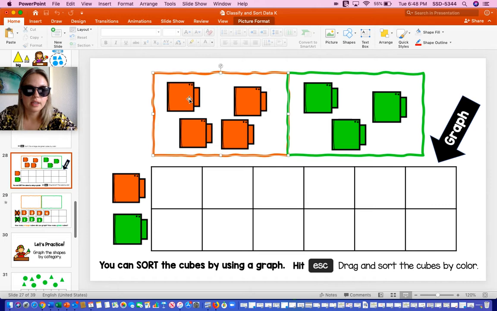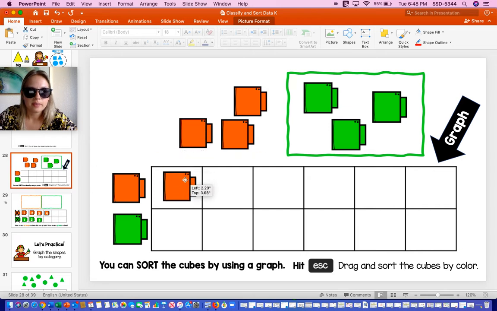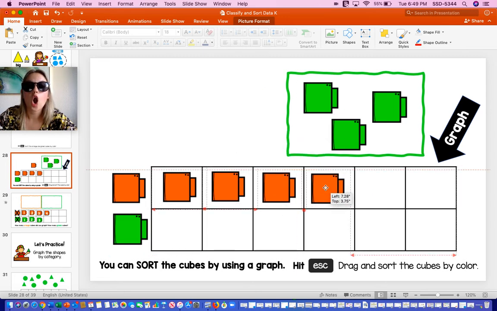So I'm taking my cube. You know what? I'm going to delete that. Take my cube. I'm going to put the orange here because the orange here is telling me that this whole row should be orange. The orange goes in the front row, right? This is telling me that the orange goes in the top row. And I'm graphing all of them.